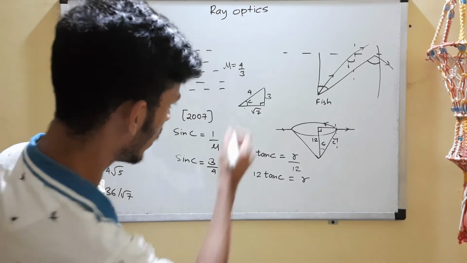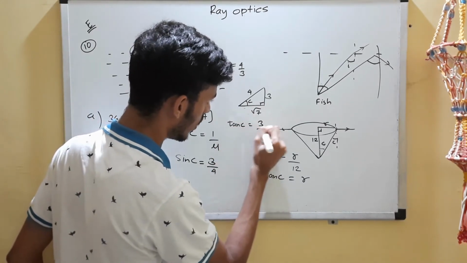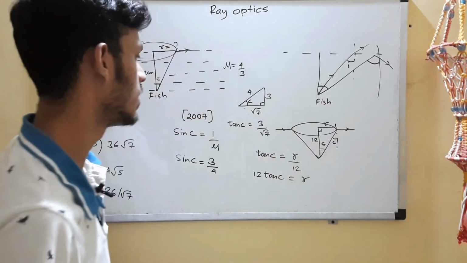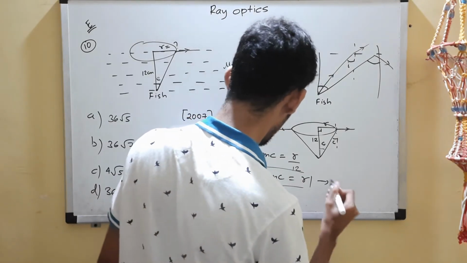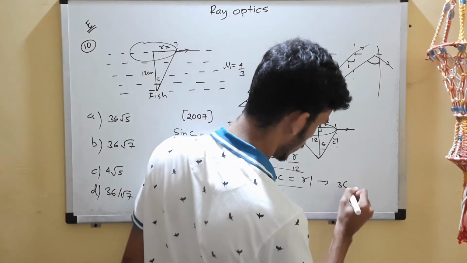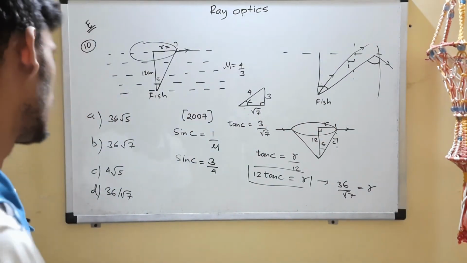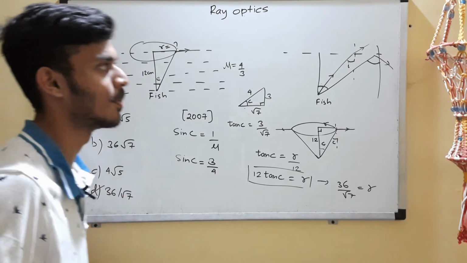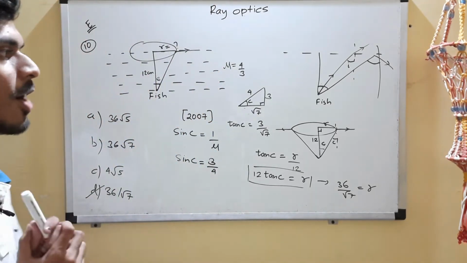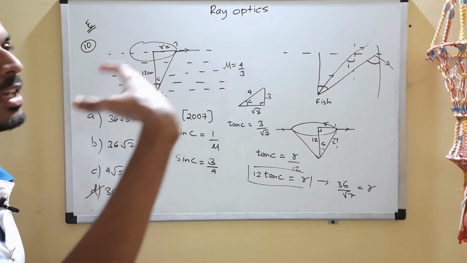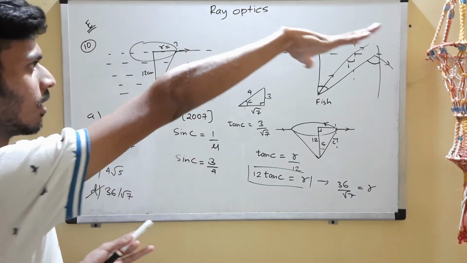Now you can find tan C from here. Tan C, very simple, opposite upon adjacent, so 3 upon root 7, and substitute it over here to find R. So that will be 12 3s are 36 upon root 7. That is the value of R. Now there is also a formula for this, but I'll go by the approach. Some of you might directly know the formula, well and good, but this is the approach how you do it. First of all, the fish cannot see the entire world outside because of total internal reflection.